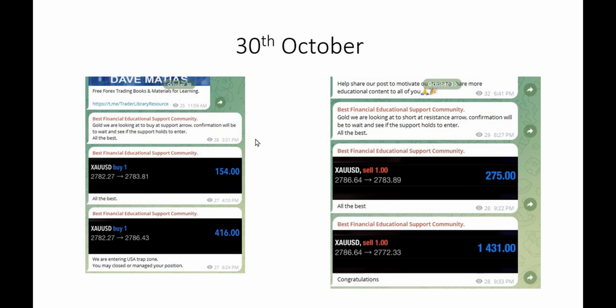So over here, our members have entered, screenshot and sent. The price has moved about 15 pips at 4:10 p.m. At 6:24 p.m., it went to $416 in profit. Later in the evening, at about 8:27 p.m., we send a signal for a potential short. We are waiting for the arrow for confirmation. So we have an entry later at about 9:20, and at 9:33 it went down to about $1,431.